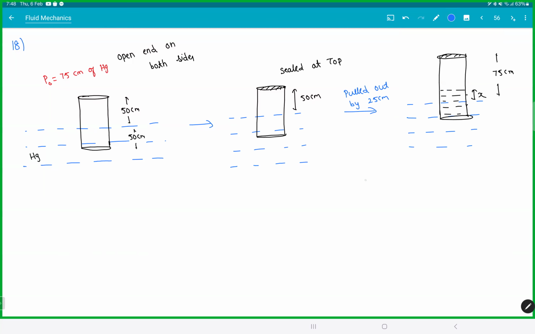Is the question clear? You took a 1 meter pipe, half inside, half outside, right? So initially half of it was air. You sealed it, so air got trapped inside. Now you pulled it out, something happened, and the liquid went up a little above inside that. So find x.